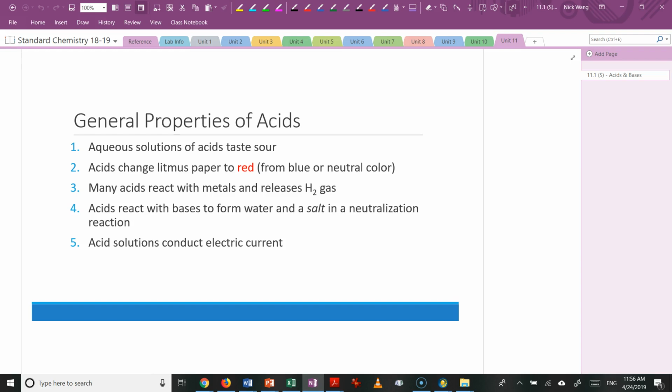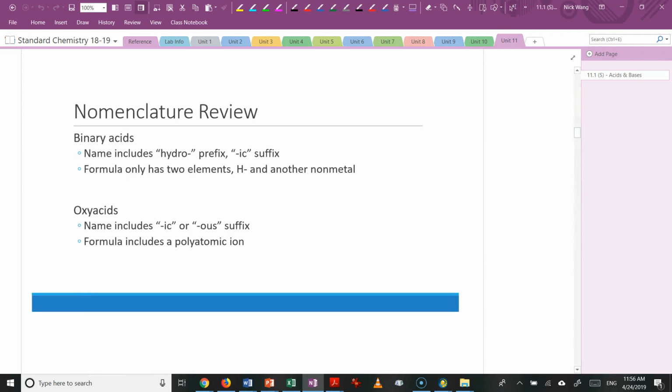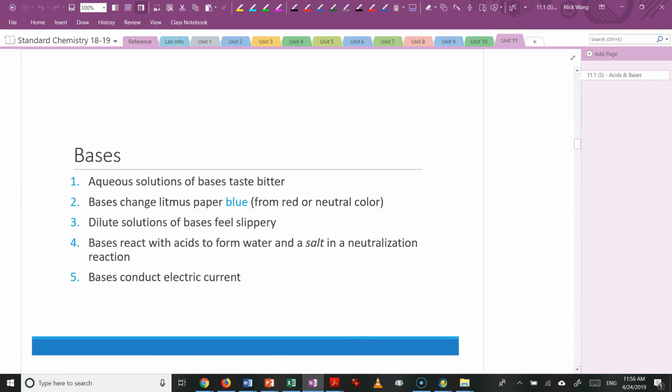We know that because acids are electrolytes. Electrolytes are substances that break apart when they dissolve in water, and therefore they're able to carry electrical current. A couple of nomenclature things. This is old stuff. I'll let you take a look at this between binary acids and oxyacids. This is worth noting because you have to be able to translate between names and formulas and vice versa when it comes to acids and bases.